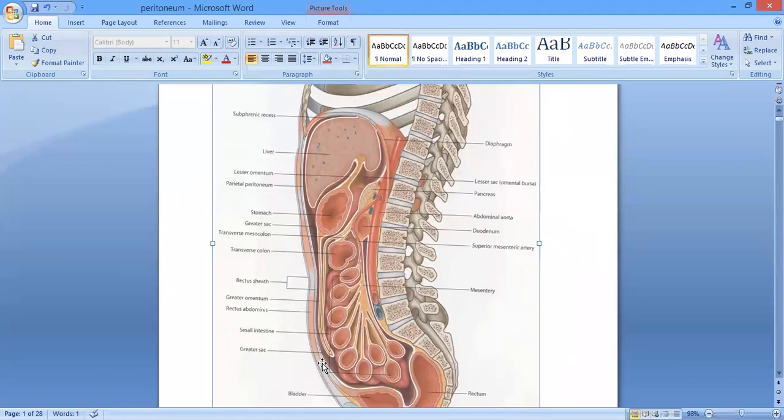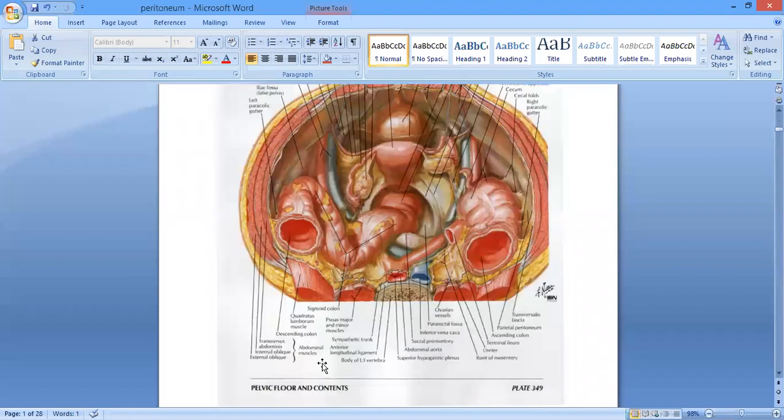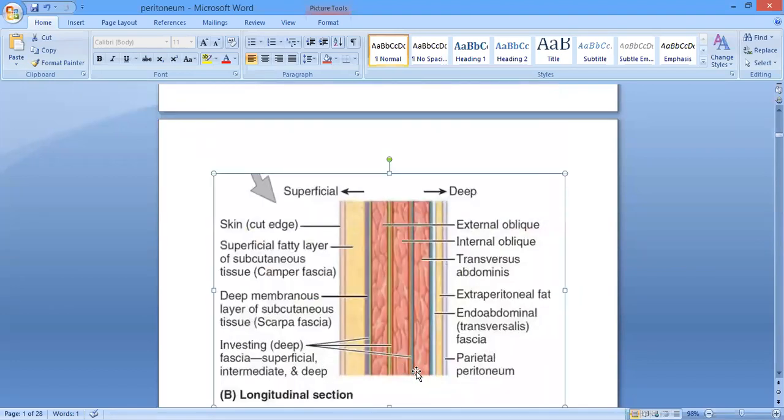And here you can see that it is loosely attached with the abdominal wall. Okay. Why? Because between the parietal layer of the peritoneum and the endoabdominal fascia, there is a layer of loose connective tissue. So it is loosely attached to the abdominal wall, right?